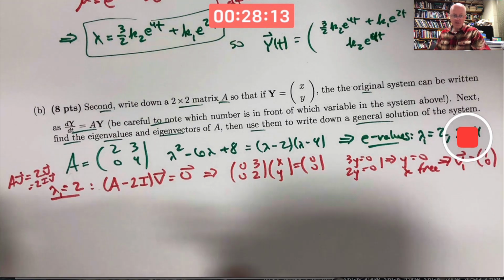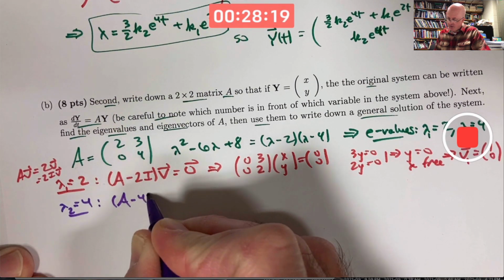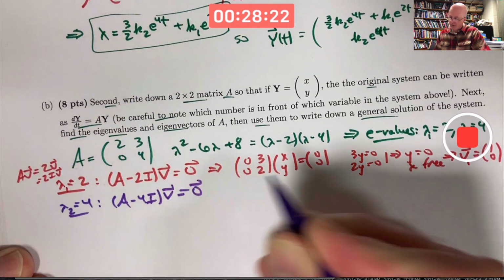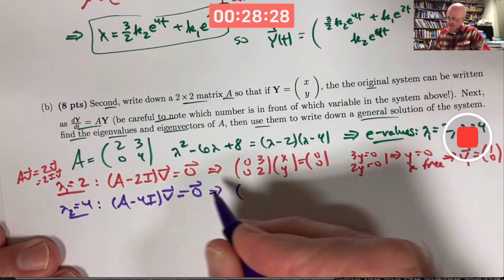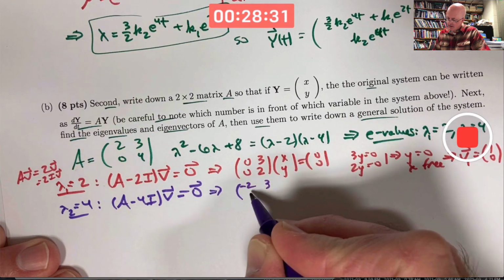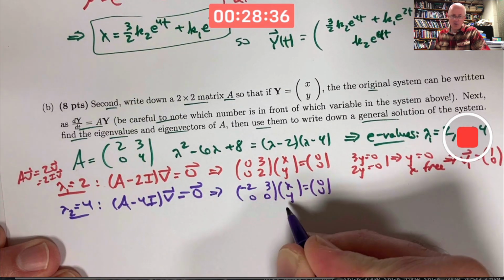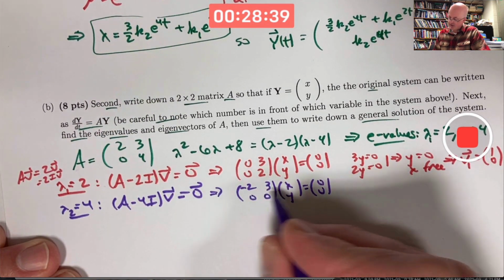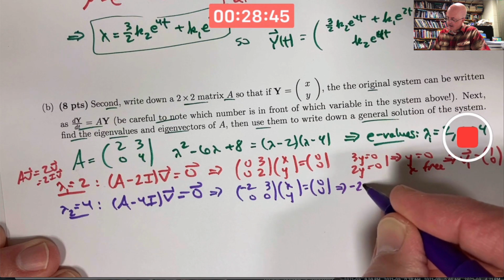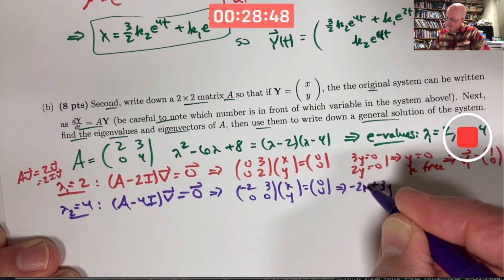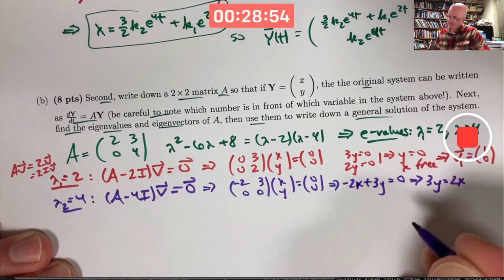For the other eigenvalue and its eigenvector, lambda 2 equals 4, I do A minus 4I times v equals 0, looking for non-trivial solutions for v. A minus 4I is going to be 2 minus 4 is negative 2, and 4 minus 4 is 0. The second line there just says 0 equals 0. We can focus just on the first row of the matrix A minus 4I to get negative 2x plus 3y equals 0. So 3y equals 2x.